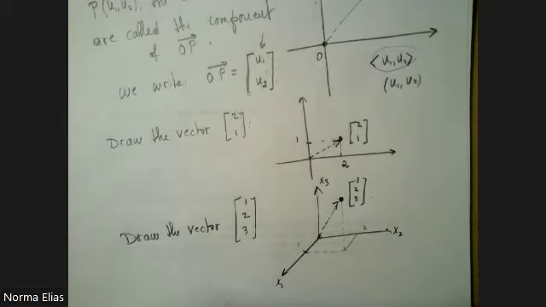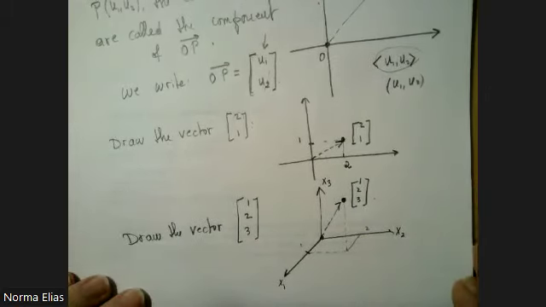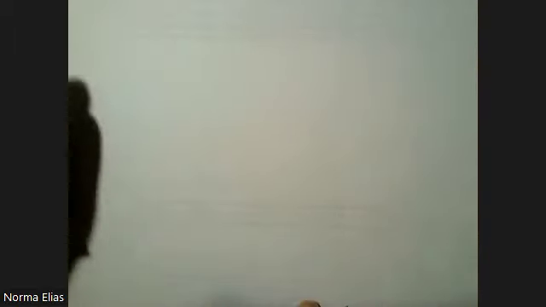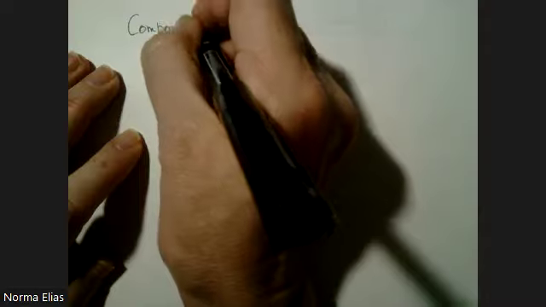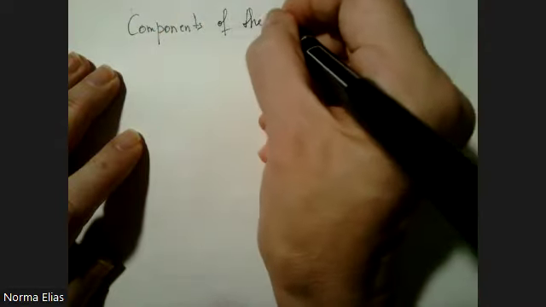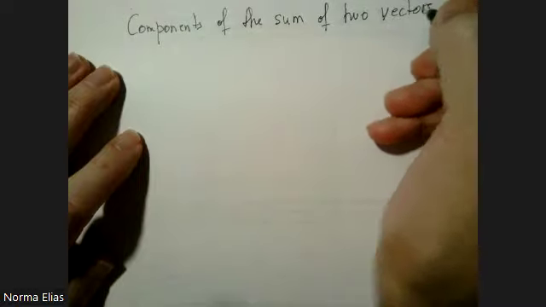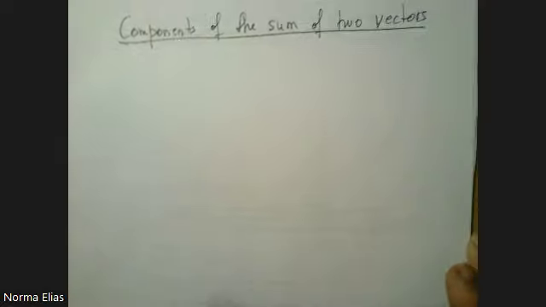Part 2 is when we add two vectors geometrically, what is the component of the sum of two vectors? Please let me know if I'm fast, and I will slow down. So now, the component of the sum of two vectors. When you take two vectors, you're creating a third. You have two vectors, you add them, you have a new vector. What are the components of it if we know the components of the other ones?